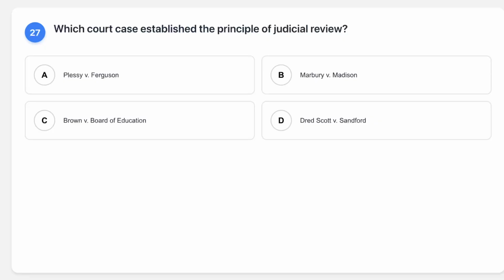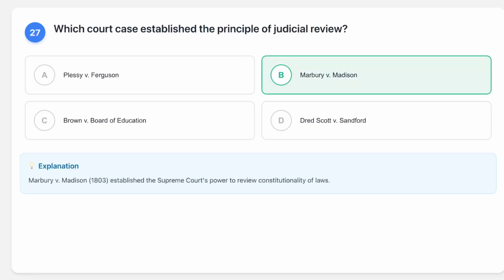Question. Which court case established the principle of judicial review? Option A, Plessy v. Ferguson. Option B, Marbury v. Madison. Option C, Brown v. Board of Education. Option D, Dred Scott v. Sandford. Explanation. Marbury v. Madison, 1803, established the Supreme Court's power to review constitutionality of laws.